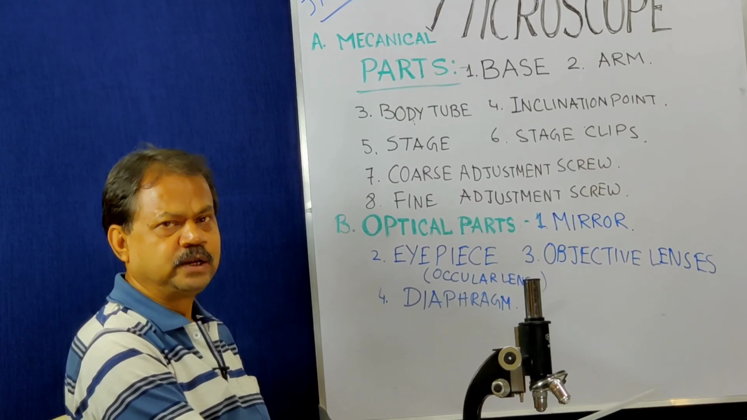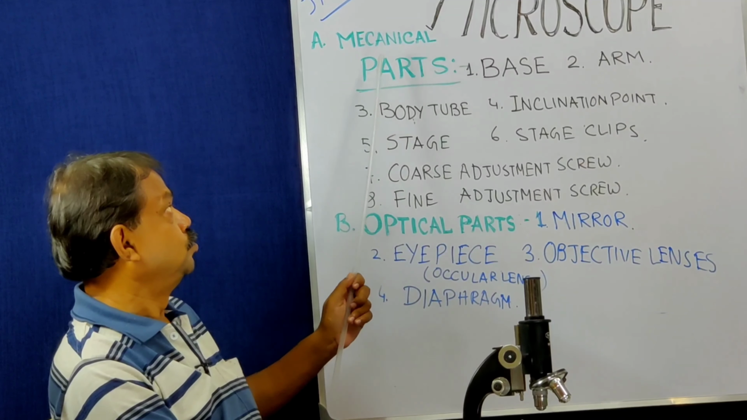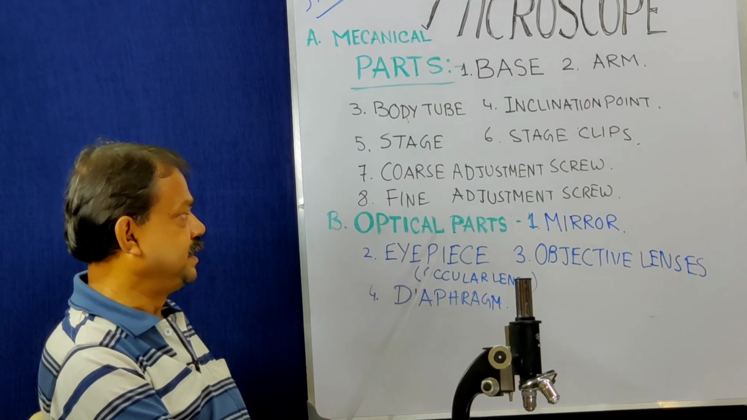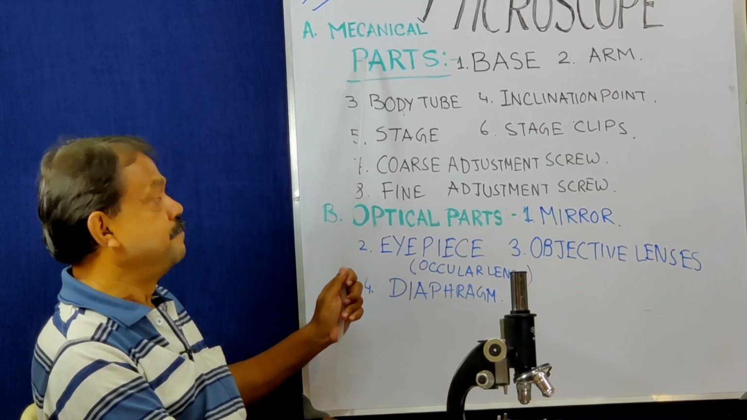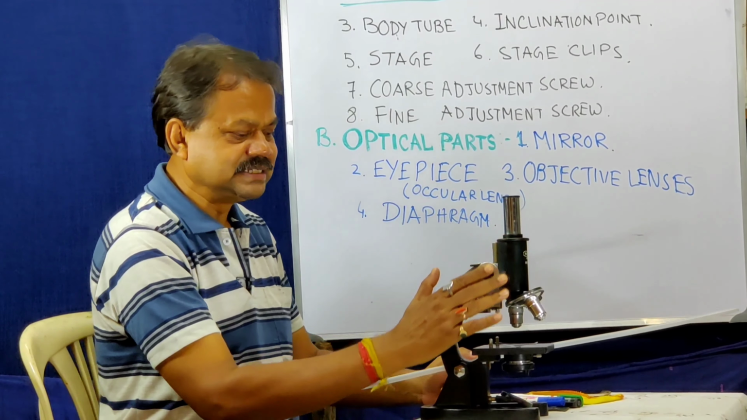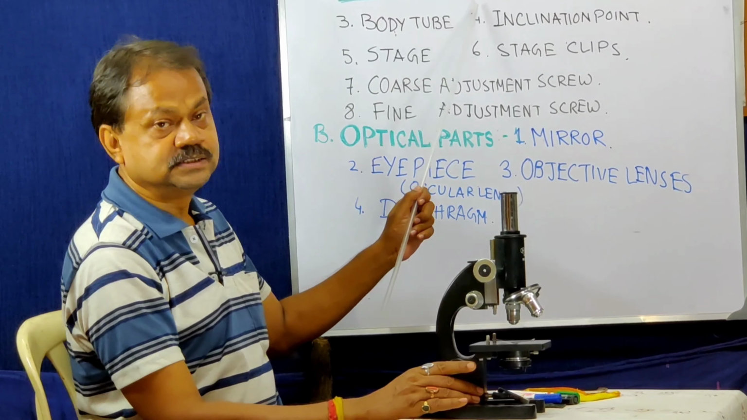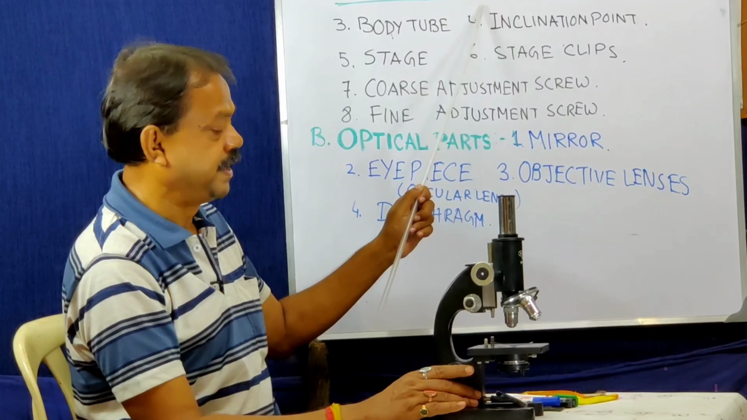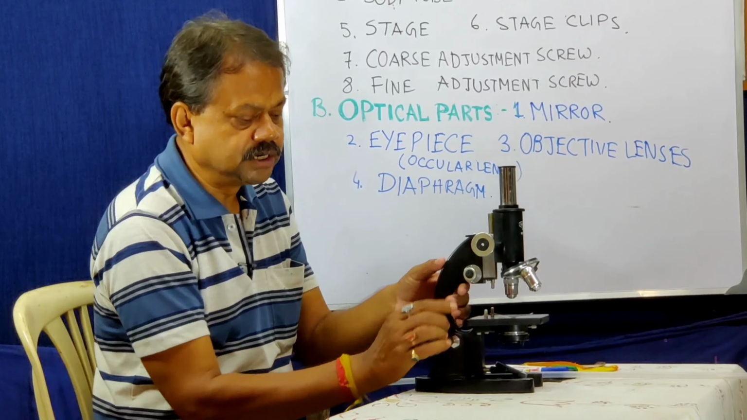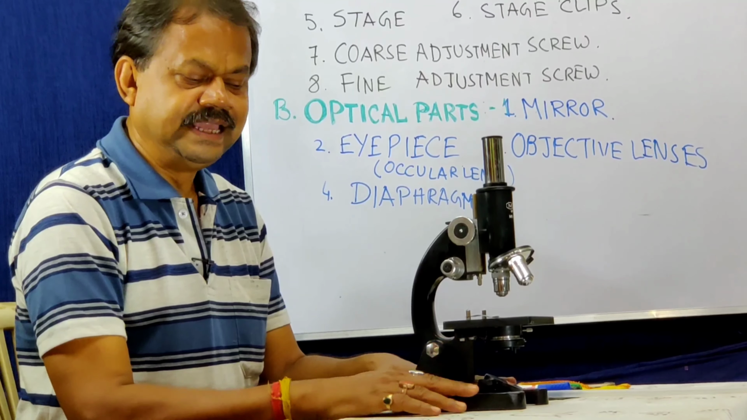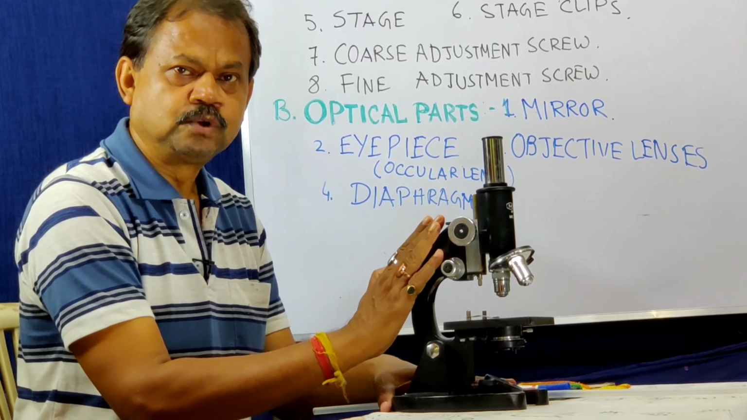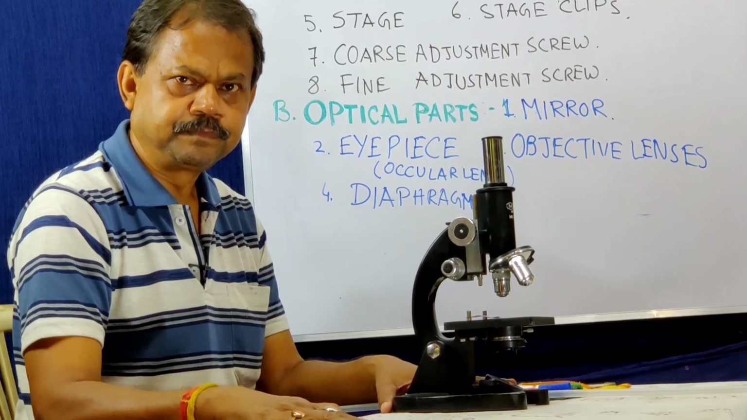The parts of the microscope are divided into two groups. One is mechanical parts, another is optical parts. Now I am coming to the mechanical parts one by one. You just see here, the first one is the base. This portion is called the base, and by that base this microscope stands.